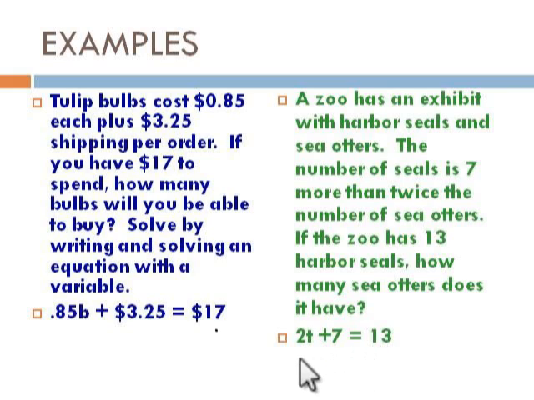So now you're ready to solve this problem. So you would undo addition by subtracting, undo multiplication by dividing. Come to class tomorrow. Be ready to tell me, how many sea otters does the zoo have? All right, good luck.